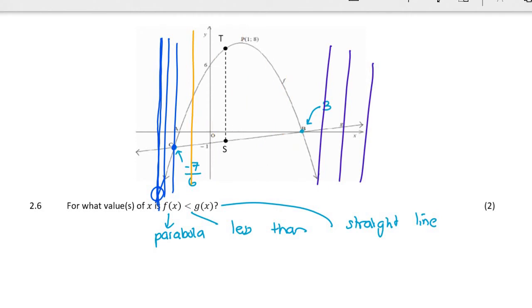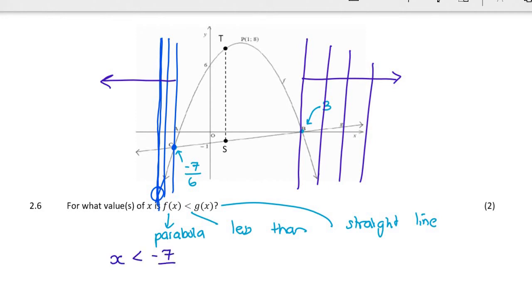So what this means is it's those two regions. From this point of intersection upwards, the parabola will be less than, and from the C point of intersection downwards, the parabola will be less than. So those values are x is less than minus 7 over 6. So that's that region there, not equal to minus 7 over 6, because the question didn't say that the graphs could be equal, or x must be greater than 3.